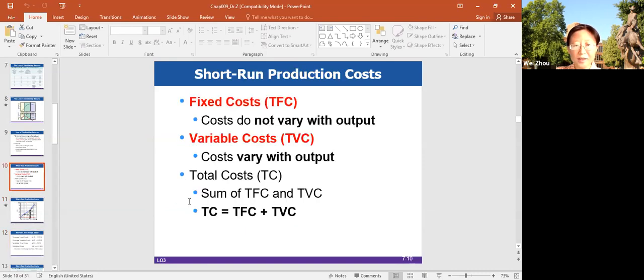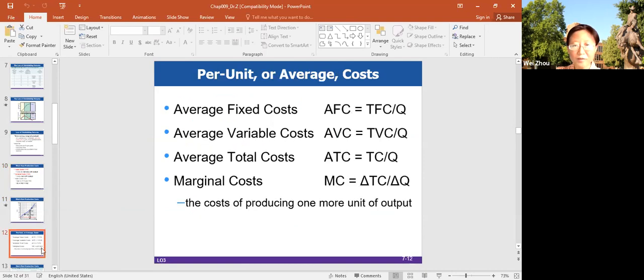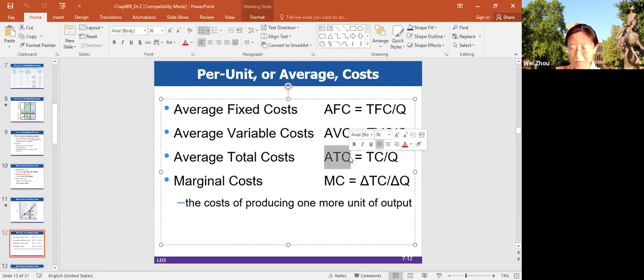Then we introduce average cost. Use total cost divided by quantity. On both sides, we have average variable cost, and we have average total cost, which is equal to average fixed plus average variable. We also introduce the marginal cost. If you want to make additional bread to make more profit, it is definitely going to involve additional cost. So that is marginal cost.